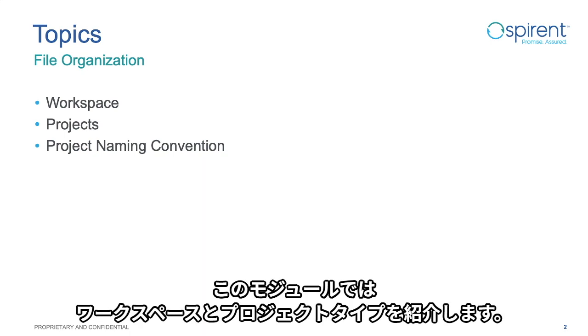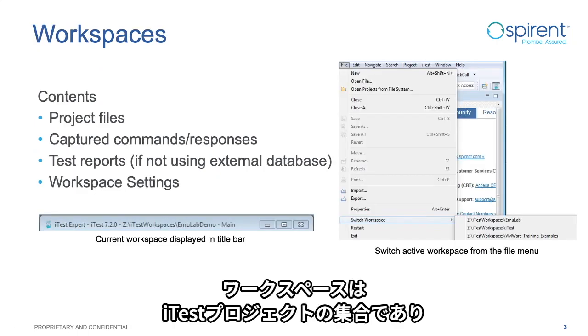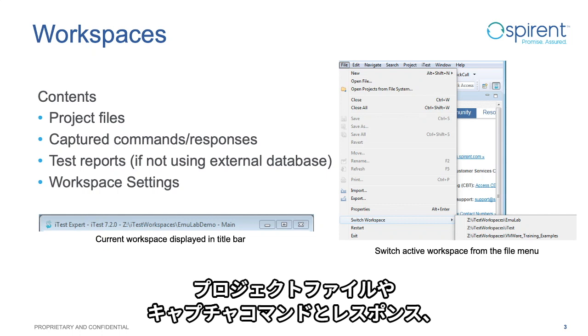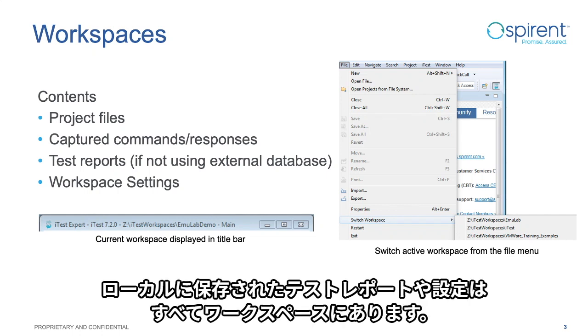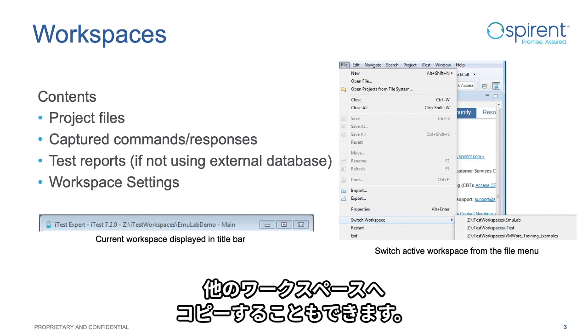In this module, we will cover the iTest workspace and project types. A workspace is a collection of iTest projects that corresponds to a folder on your local drive. Project files, captured commands and responses, locally stored test reports, and settings are all kept in the workspace. iTest can switch between multiple workspaces, and settings can be copied from one workspace to another.